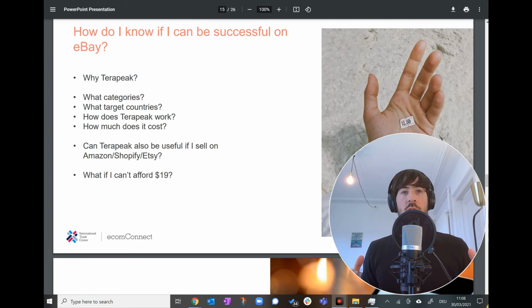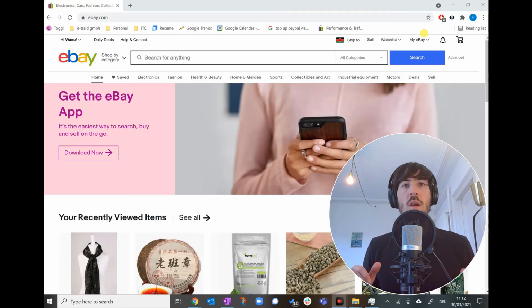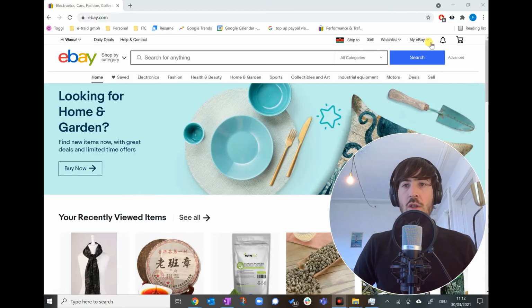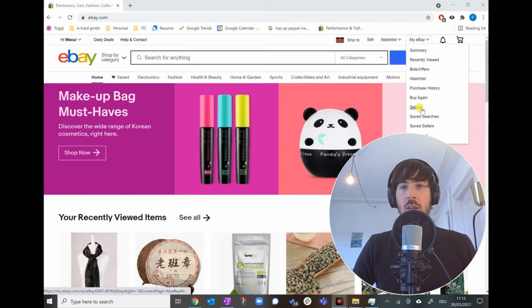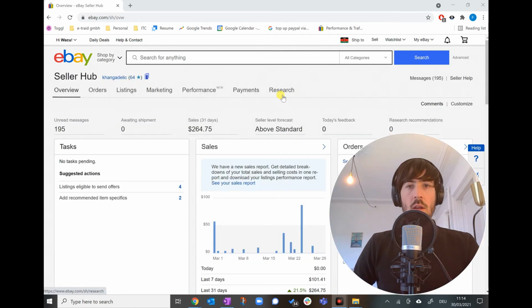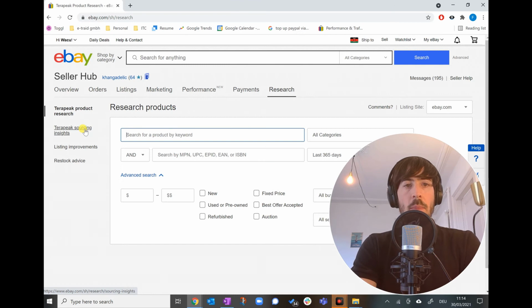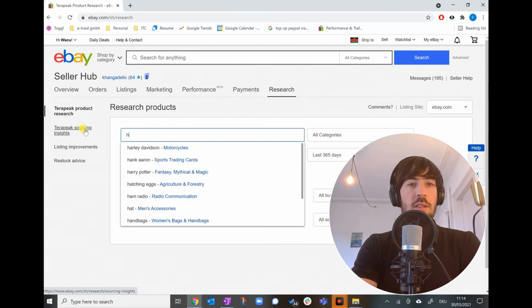So how do I get access to Terapeak? If you already have a seller account on eBay, just go to My eBay, Selling, then click on Research, and you'll find the Terapeak interface here.